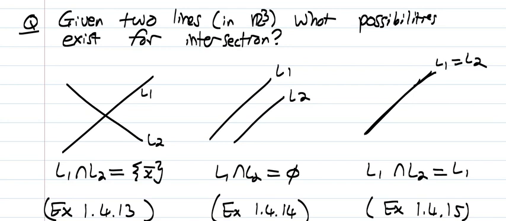The third possibility is that the two lines are actually identical. So the intersection of the two lines is either the first line or the second line. And if you want an example of that, do example 1.4.15 in the textbook. It is important that you see actual examples of two lines intersecting in a single point, two lines having no points in common, or two lines being identical, so that you know that this can occur. And these are the only possibilities that can occur.